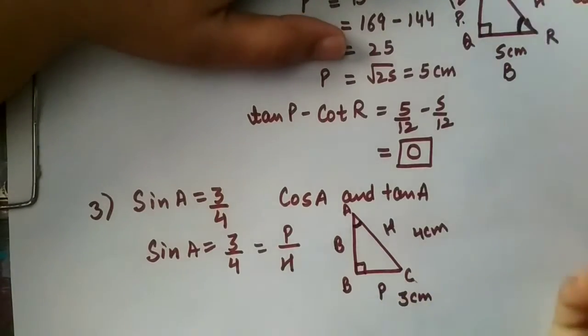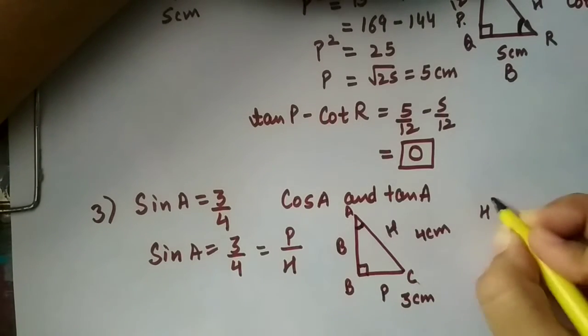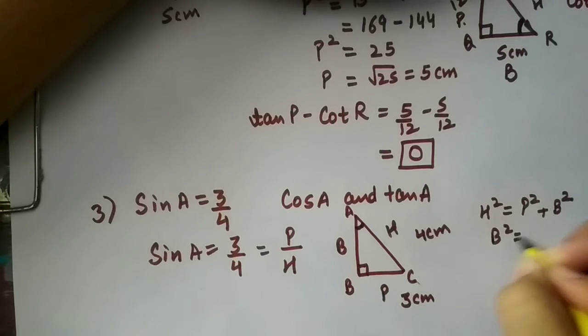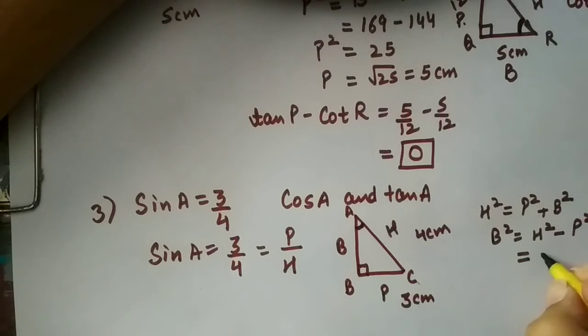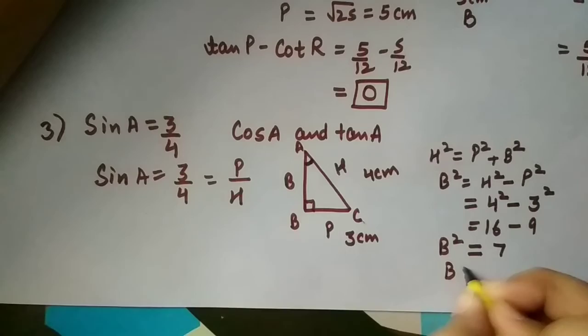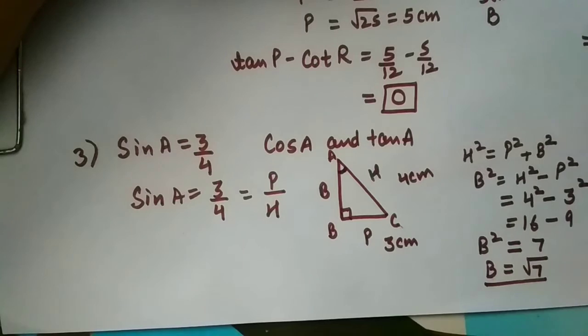To find out the base, use the Pythagoras theorem. Hypotenuse square is equal to perpendicular square plus base square. So base square is equal to hypotenuse square minus perpendicular square. Now hypotenuse is 4, so 4 square minus 3 square, 16 minus 9, 7. So if base square is 7, it means base is root 7.